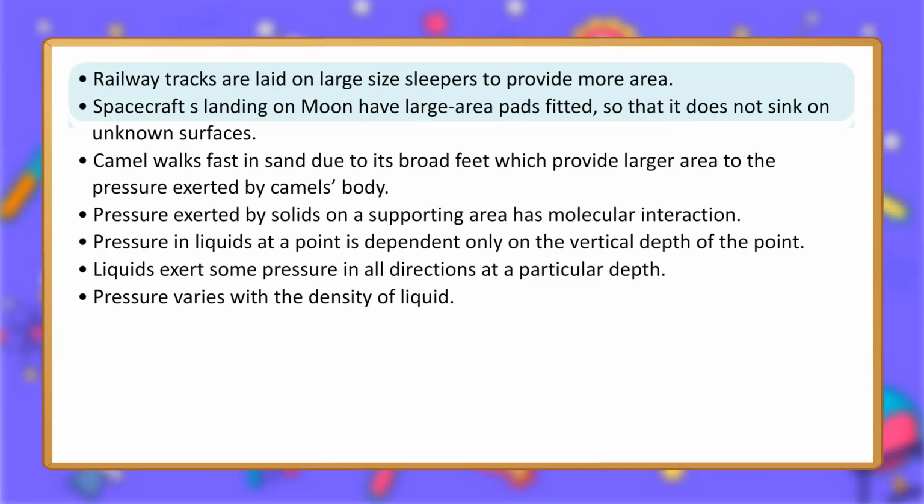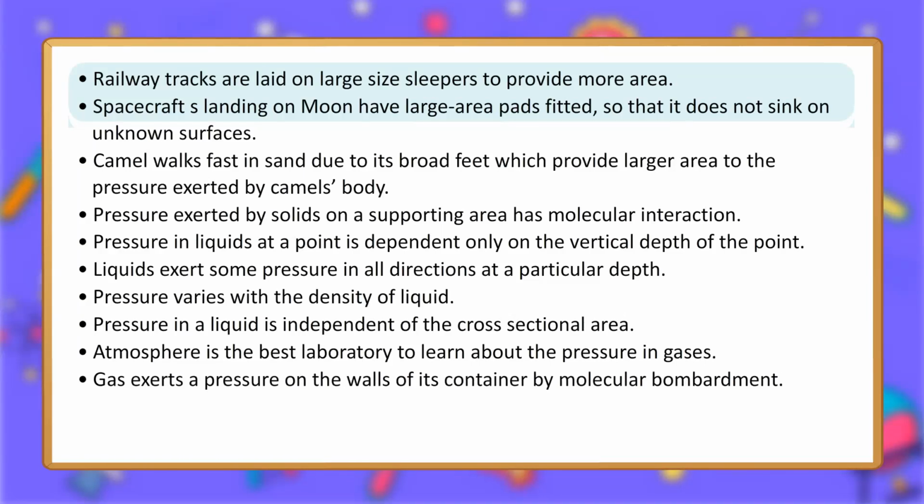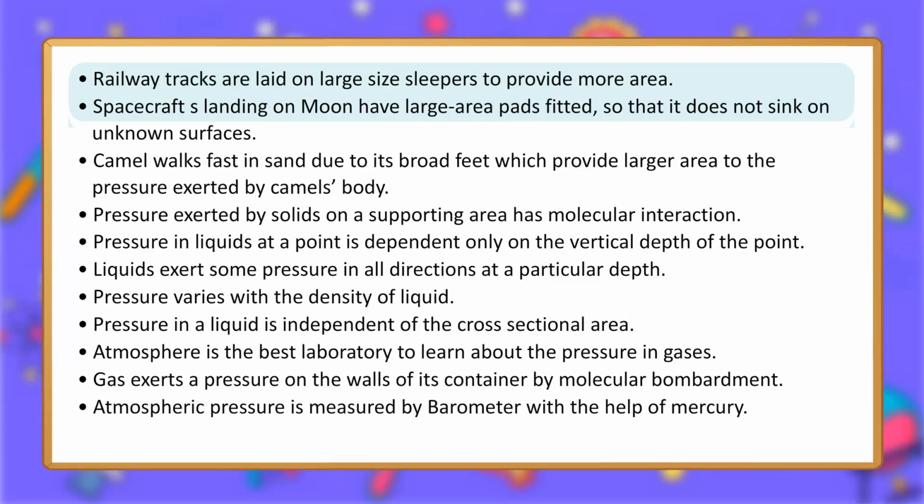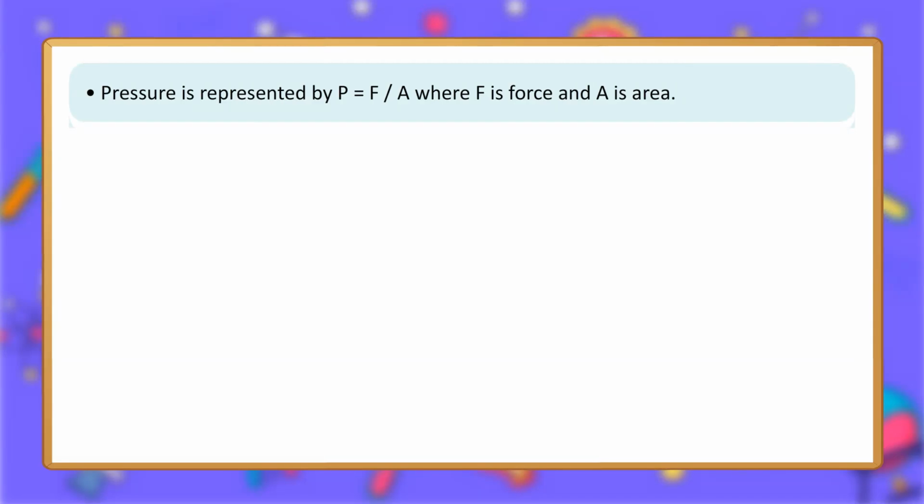Pressure varies with the density of liquid. Pressure in a liquid is independent of the cross-sectional area. Atmosphere is the best laboratory to learn about the pressure in gases. Gas exerts a pressure on the walls of its container by molecular bombardment. Atmospheric pressure is measured by barometer with the help of mercury. Lift pumps, siphons and atomizers use atmospheric pressure for their functioning. Pressure is represented by P equals F by A, where F is force and A is area.